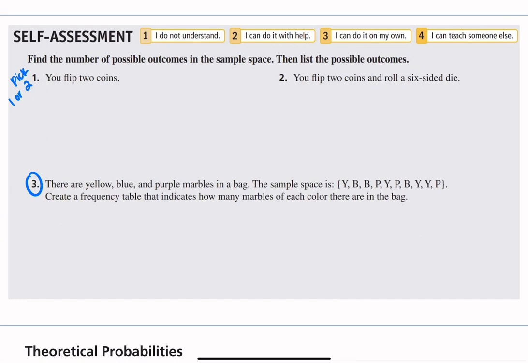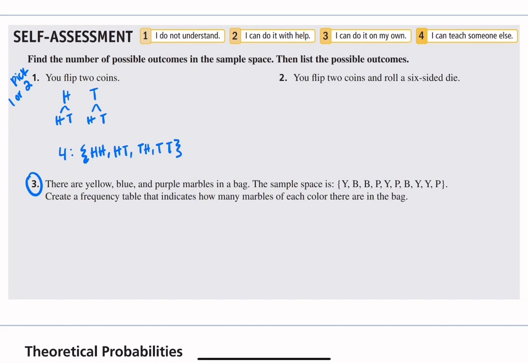Alright, so now you're back to check. If you chose number 1 and you flip 2 coins, you could get heads or tails, and from there, you could get heads or tails, which means that you have 4 possible outcomes: heads, heads; heads, tails; tails, heads; or tails, tails.